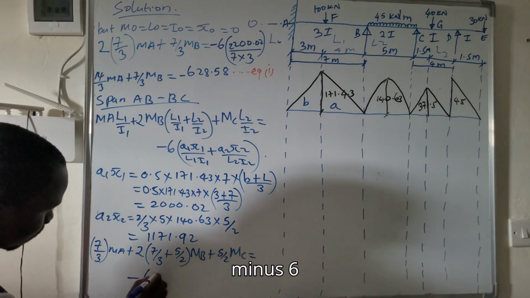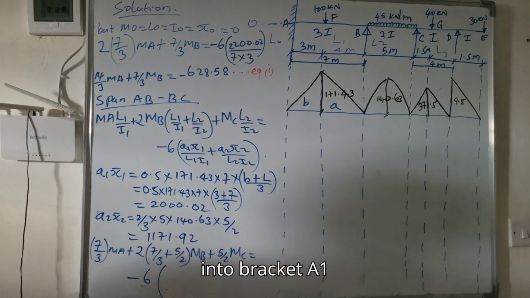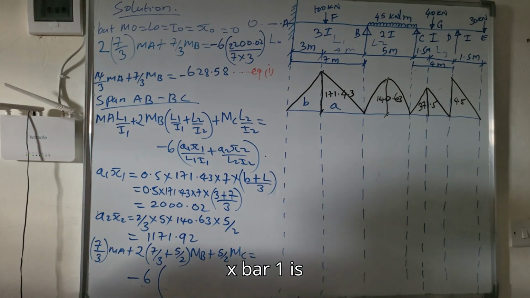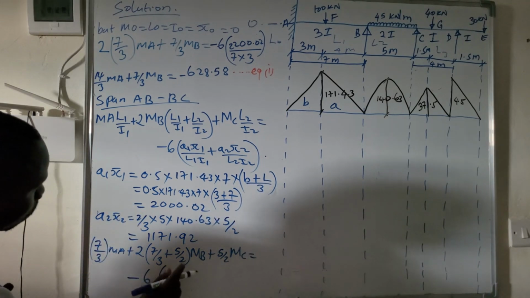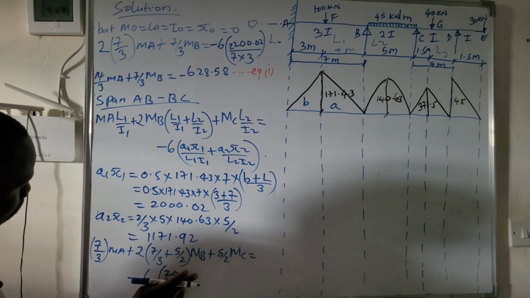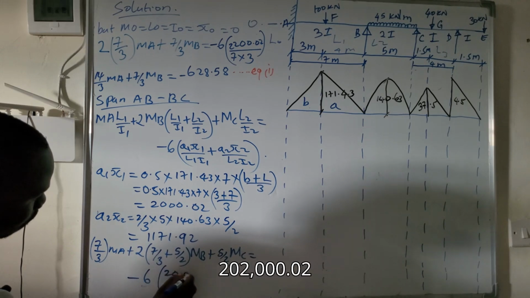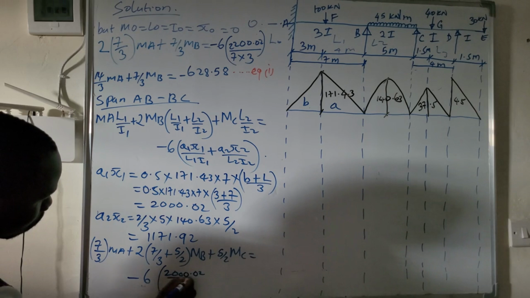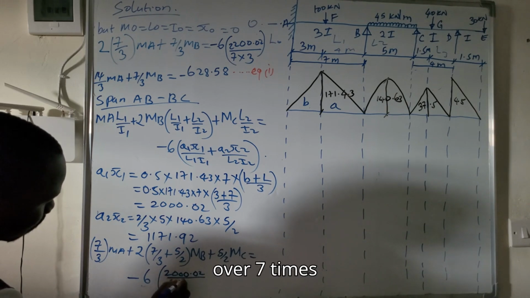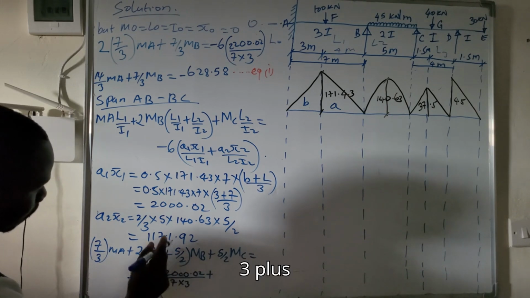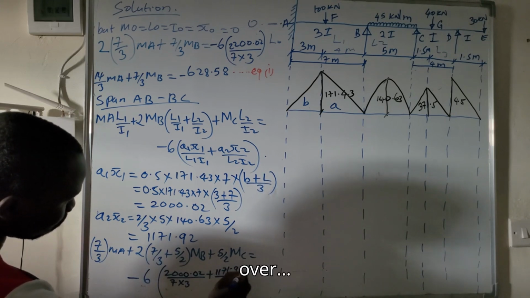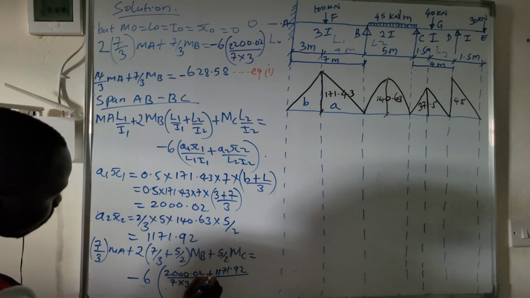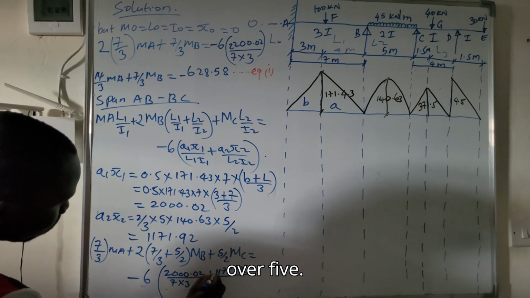minus 6 into bracket A1 x bar 1 is this one. So it's 2000.02 over 7 times 3 plus 1171.92 over 5.